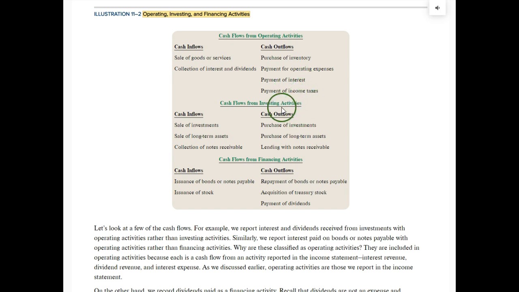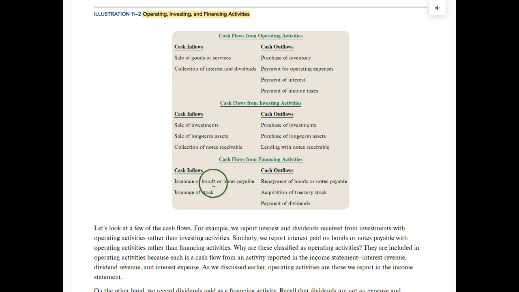The second area, investing activity, cash inflows. Are you selling investments? Are you selling some of your long-term assets like land, building, equipment? Are you collecting on notes receivable? Or are you buying some of those? So cash outflows. Cash flows from financing, again, relates to financing your business.